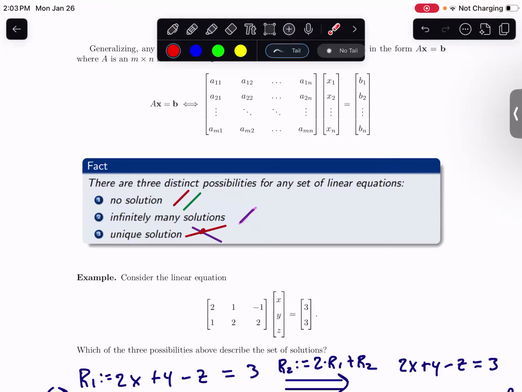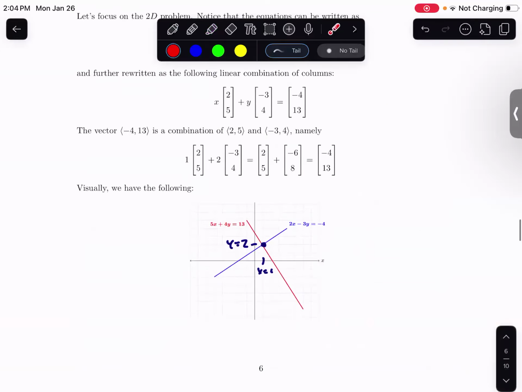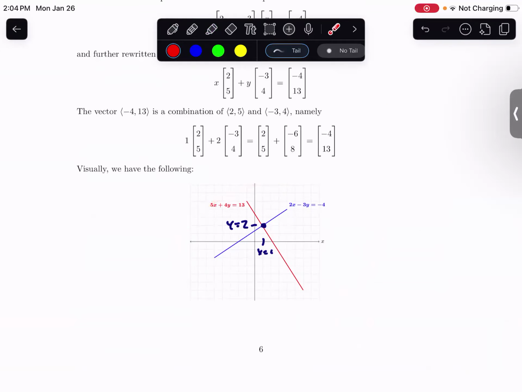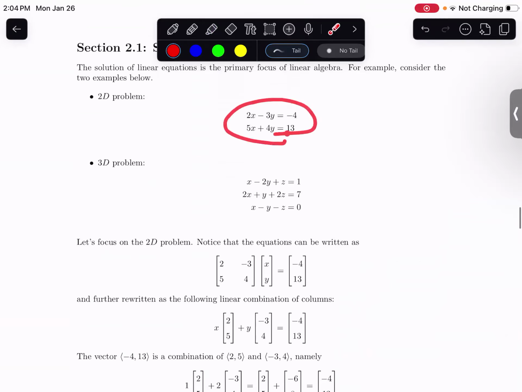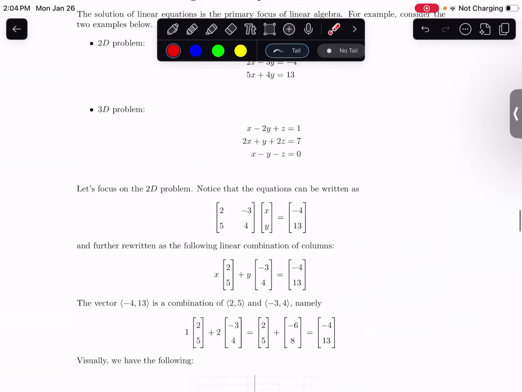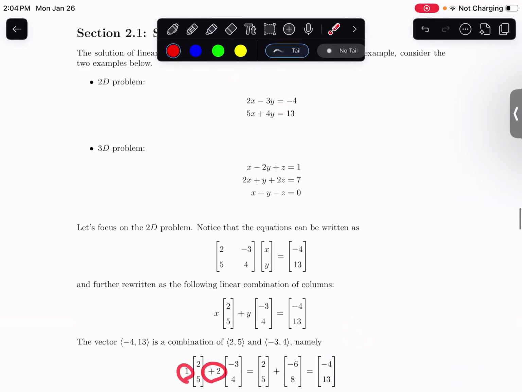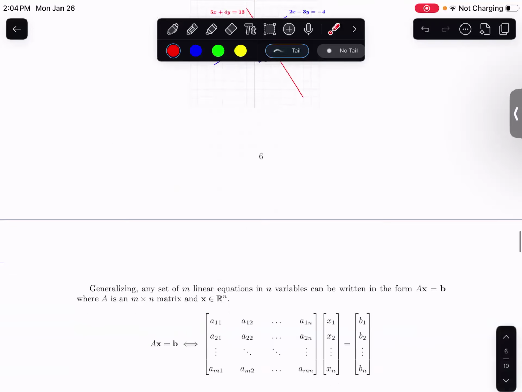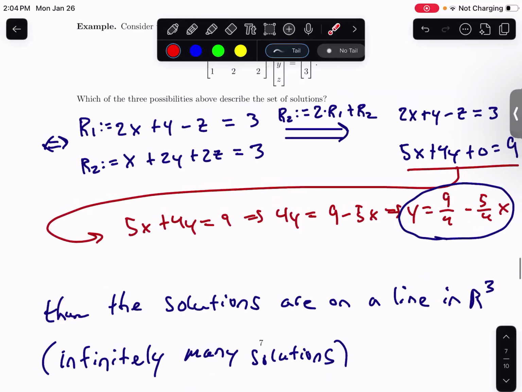We saw a picture of a unique solution represented here. I had two lines and there's just one point of intersection, and these two lines were given by these two equations. If you want to solve both of them simultaneously, we ended up finding that x is equal to 1 and y is equal to 2 works. And then we went through some other examples as well.